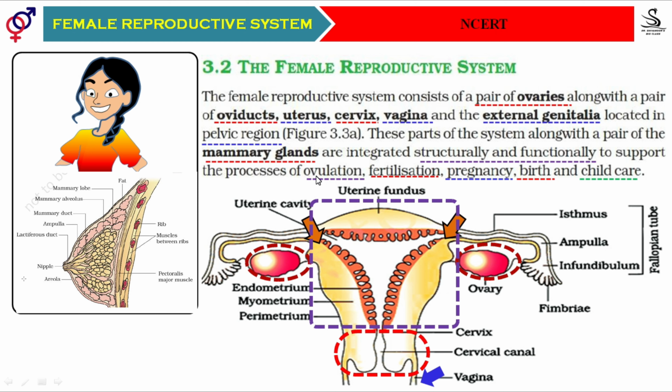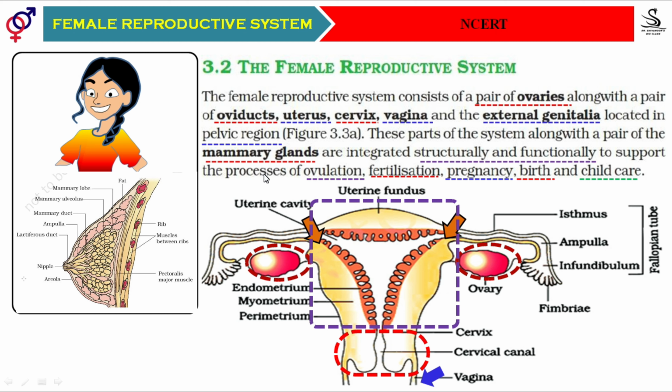Let me tell you, students, why they are said to be integrated structurally and functionally. Because immediately after the birth, the child has to be fed on breast milk. Up to a certain age, about 6 months or about 1 year, the child has to be dependent on breast milk only. Then only will the child grow properly. So in all that way, the mammary glands help even in ovulation, fertilization, and pregnancy structurally and functionally. They are integrated with the female reproductive system.